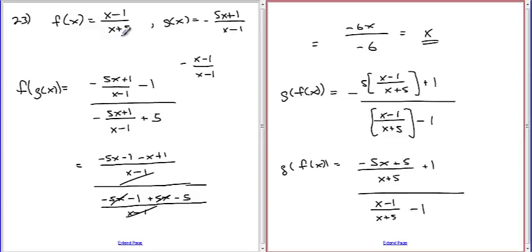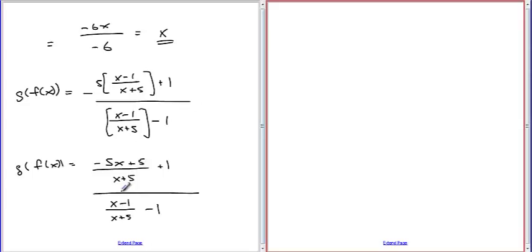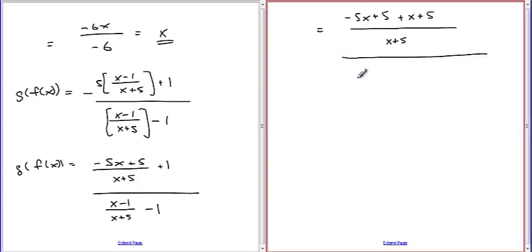So we get that. Now again, I'm going to create a common denominator. So you're going to end up with negative 5x plus 5, all over x plus 5. So this is going to be x plus 5 over x plus 5. So I'm going to add x plus 5 to there. So this part is 1. This part is that. And then I'm going to divide by the whole thing.